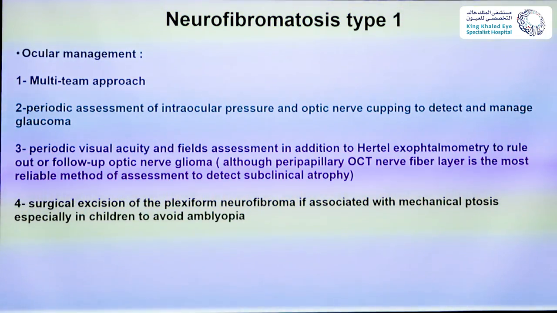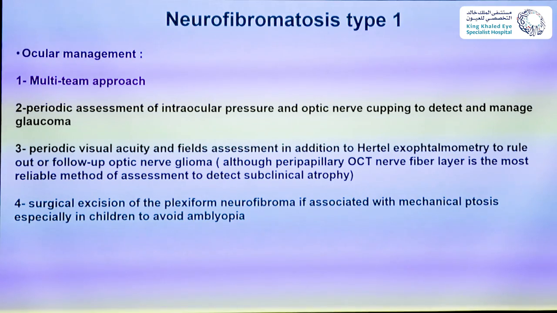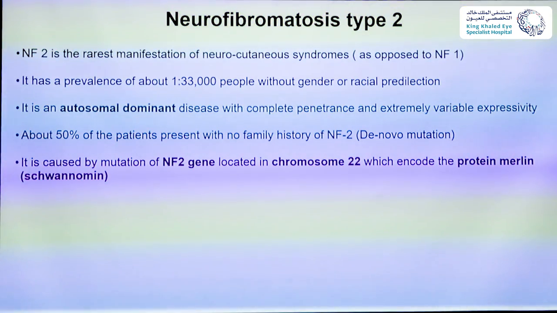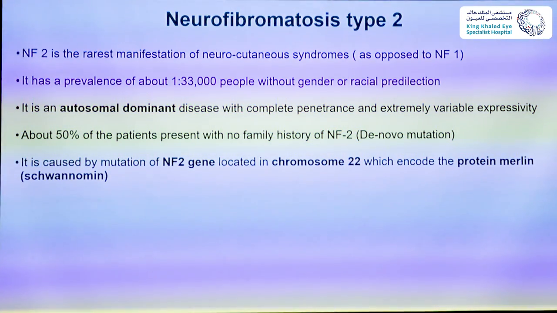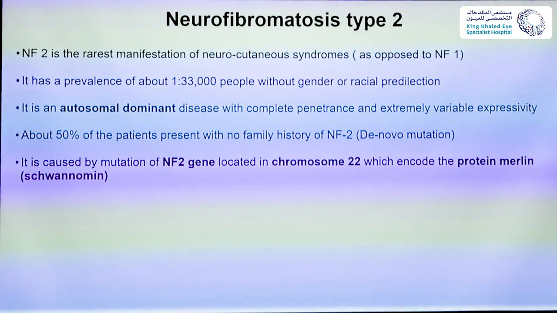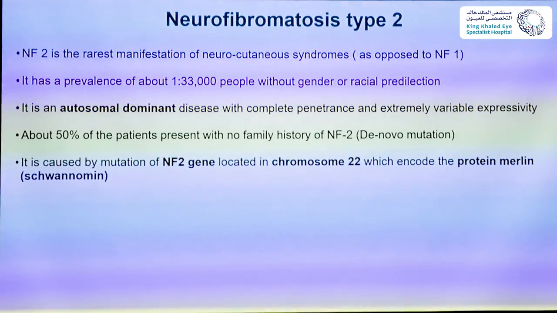Finally, there is surgical excision of plexiform neurofibroma, especially in children if they have mechanical ptosis because of the lesion. So going to the second one, NF2, which is like the brother of NF1, but it's much, much rarer. It has an autosomal dominant inheritance pattern. Again, complete penetrance, that means all patients with the mutation will show findings, but the findings are variable.